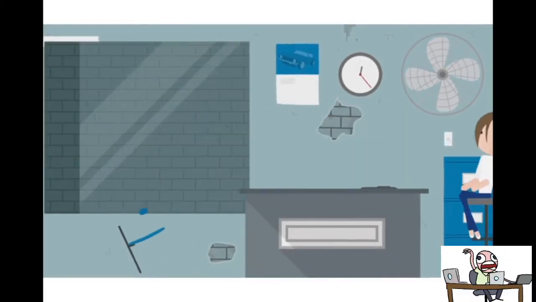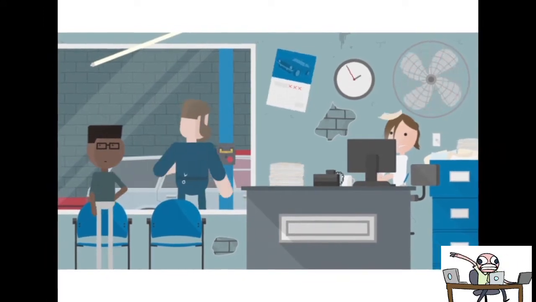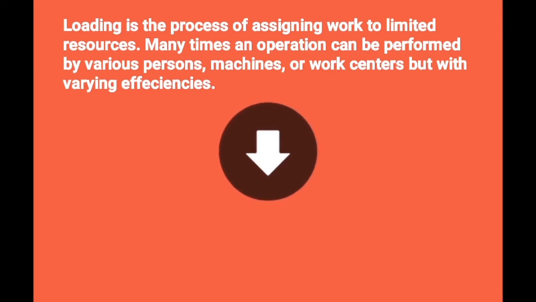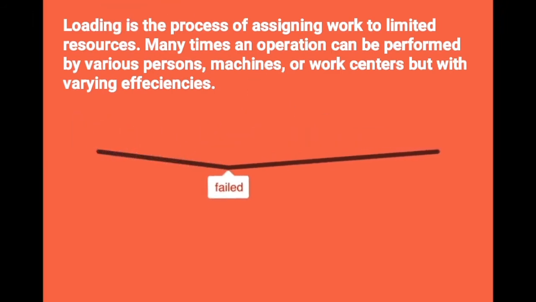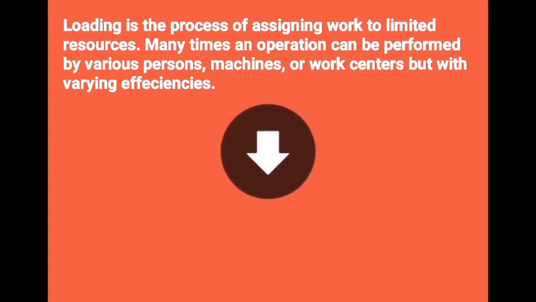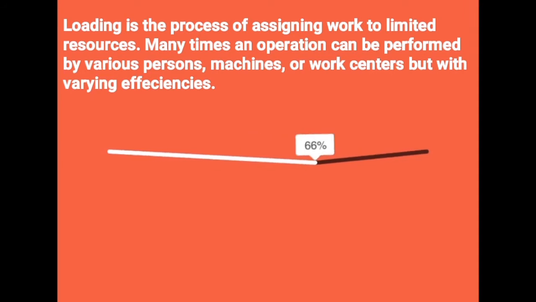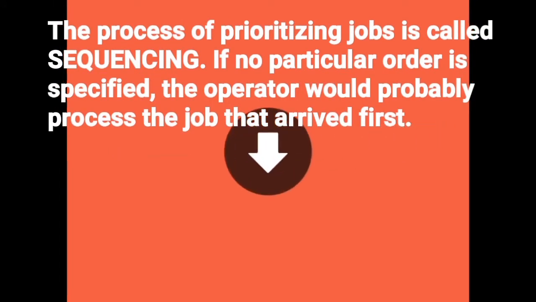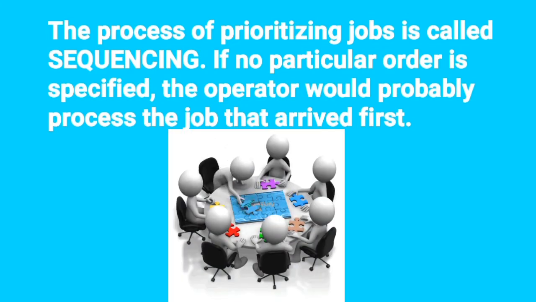Regardless of their primary scheduling objective, manufacturers typically have a production control department whose responsibilities consist of loading. Loading is the process of assigning work to limited resources. Many times an operation can be performed by various persons, machines, or work centers but with varying efficiencies. The process of prioritizing jobs is called sequencing. If no particular order is specified, the operator would probably process the job that arrived first.